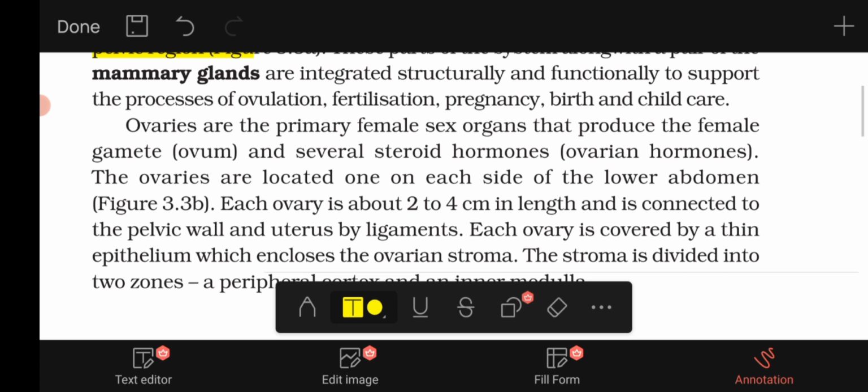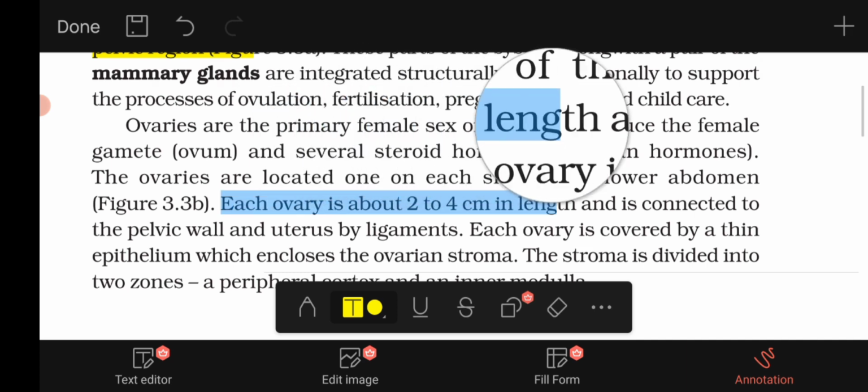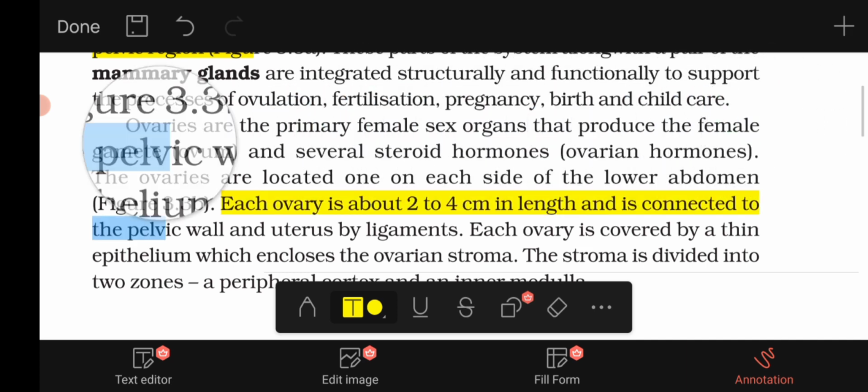Ovarian ligament connects the ovary to the uterus. Suspensory ligament connects the ovaries to the body wall, that is the pelvic wall. Broad ligament connects the uterus to the body wall. And there is something called mesosalpinx that connects the fallopian tube to the pelvic wall. Each ovary is around 2 to 4 centimeters in length and is connected to the pelvic wall and uterus by ligaments.